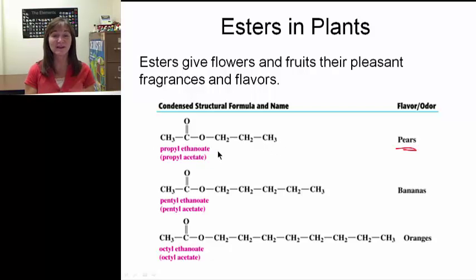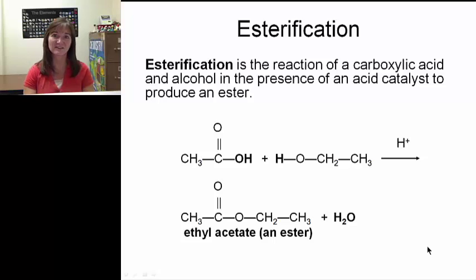What I want you to be able to do is look at these structures and identify them as esters. So over here we have an R group, and then we have our carbonyl group, an oxygen, and this would be another R group. So this would be an ester. This particular molecule is what gives bananas their flavor, and here is the molecule that gives oranges their flavor. So be able to identify all of those as esters.